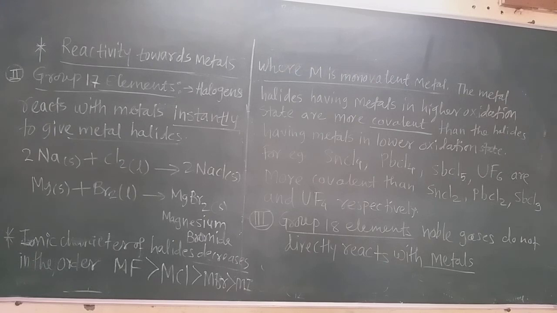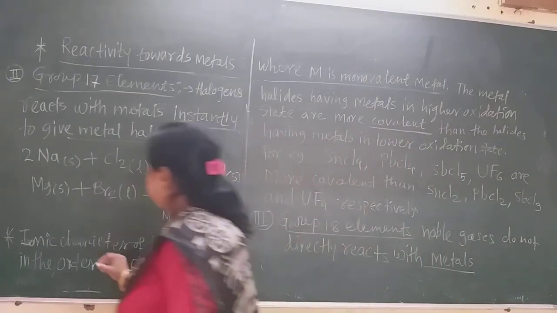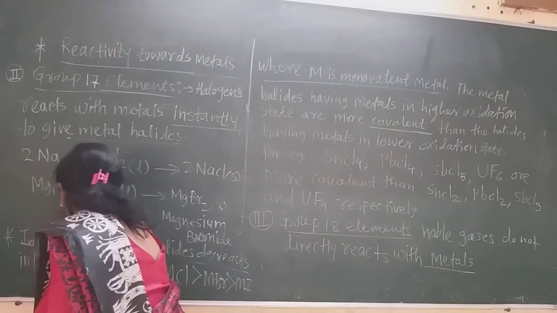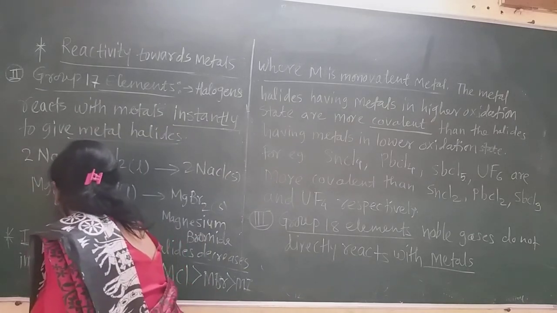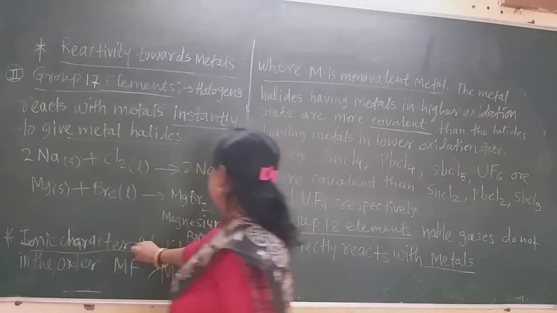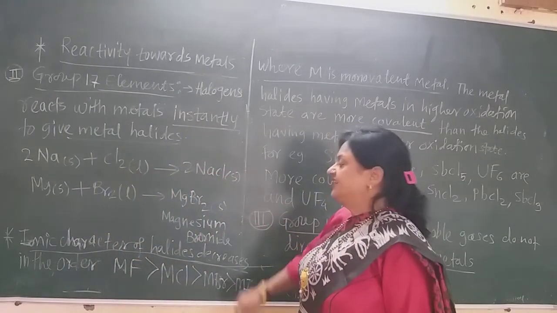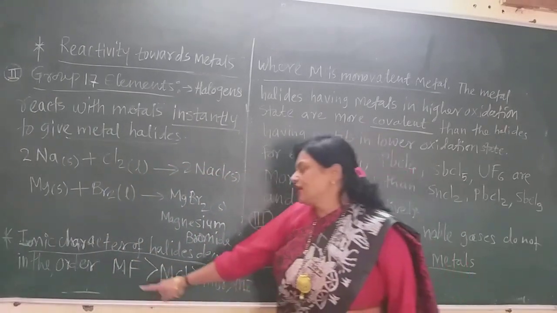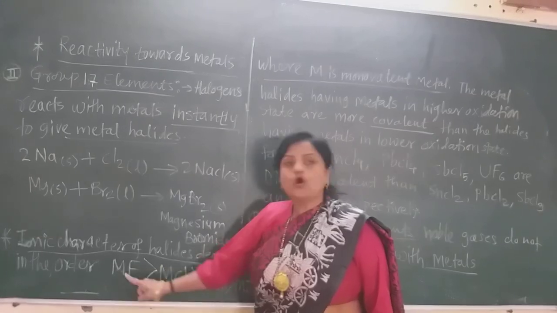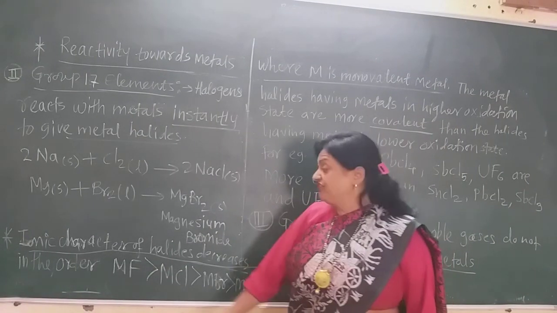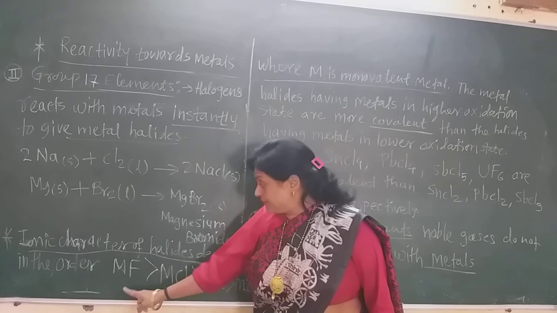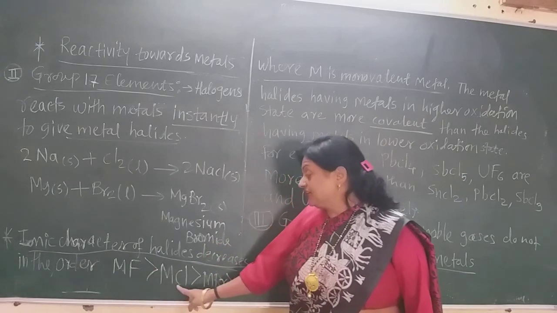Now the ionic character of the halides decreases in the order such as metal fluoride. Metal fluorides are very stable as compared to metal chlorides.